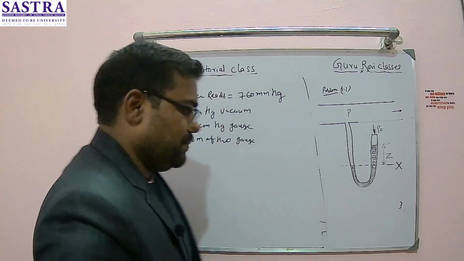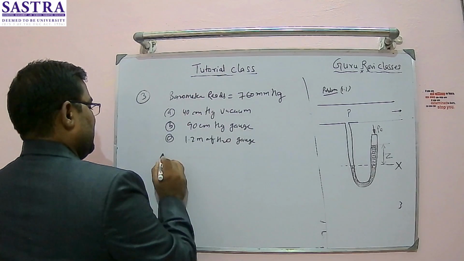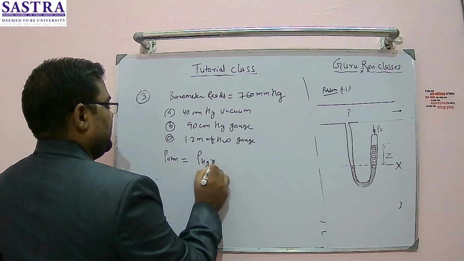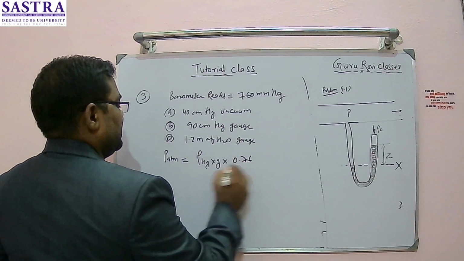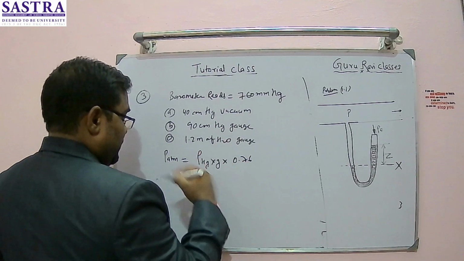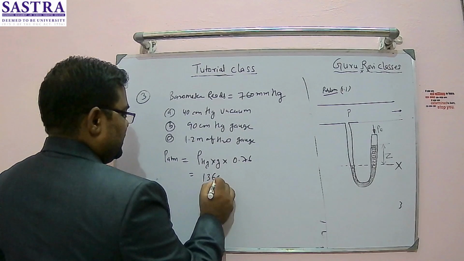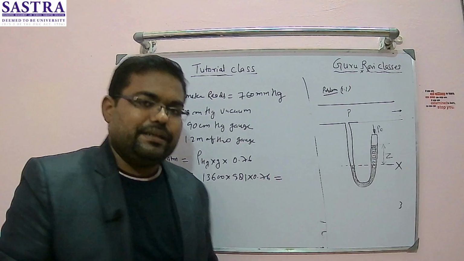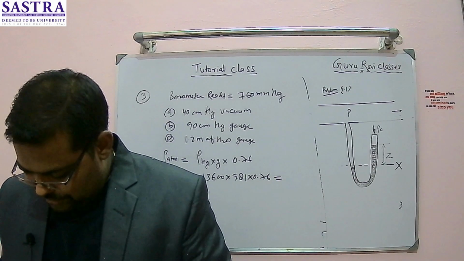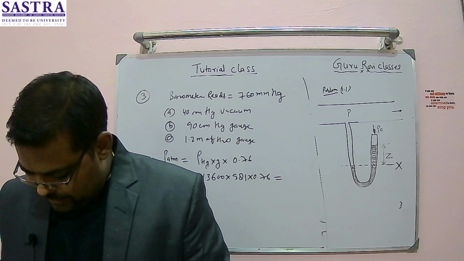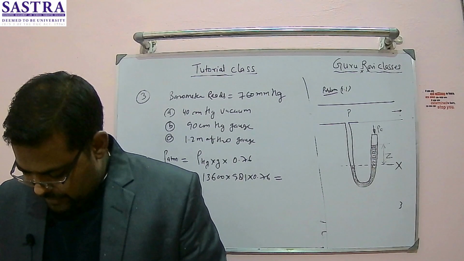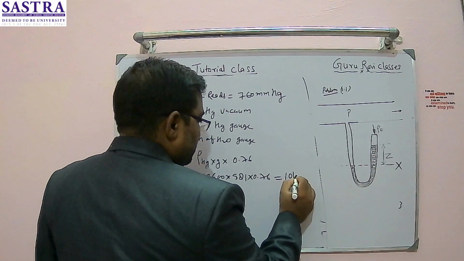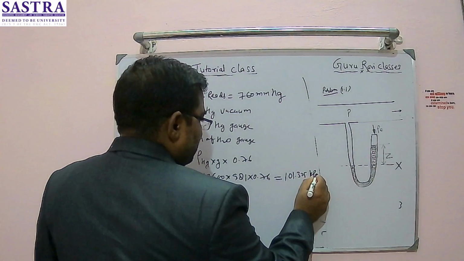So first and foremost, you need to find out the atmospheric pressure. P atmospheric needs to be calculated. Easily you can calculate: density of mercury, Z, and Z is 0.76. So the density of mercury you need to remember, 13,600 in most cases, into 9.81 into 0.76. So you can calculate in Pascal. Use your calculator and substitute the values, right? So you will get around 101.325 kilopascal. This value is coming like this.